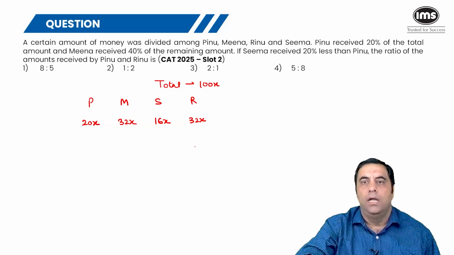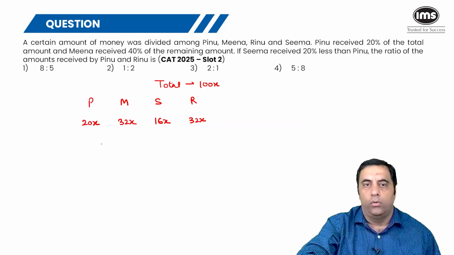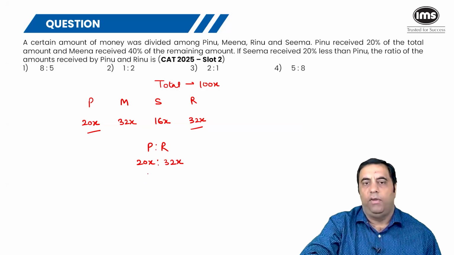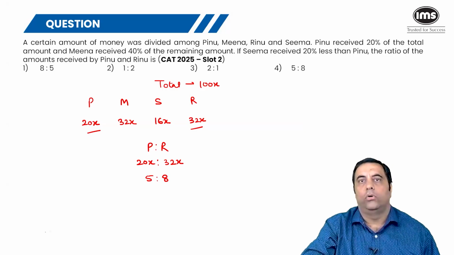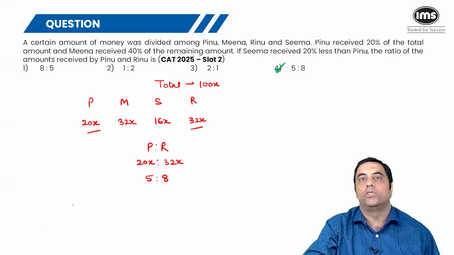Now the question asks for the ratio of the amounts received by P and R. I know P has received 20x, R has received 32x. So the ratio of P and R is 20x is to 32x, which if we simplify, 4 5s are 20, 4 8s are 32. So the ratio is 5:8 for P and R, which is the answer to this question.